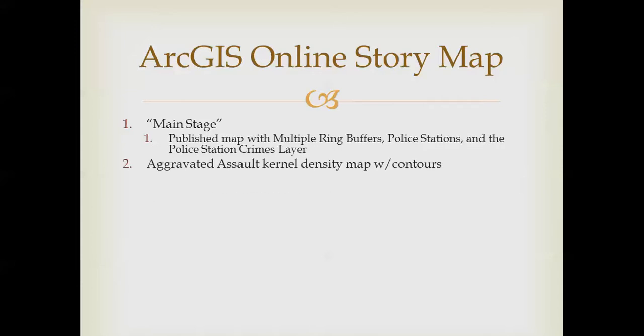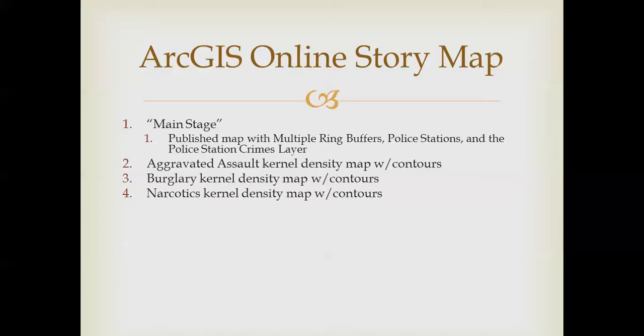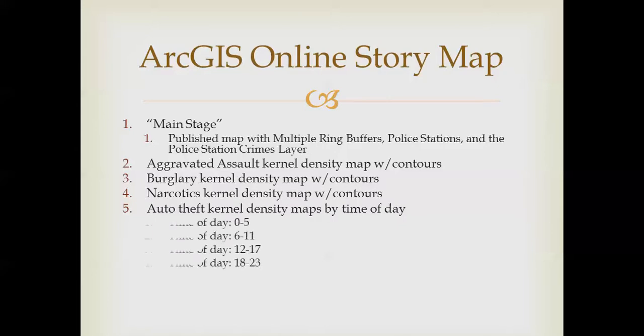After that, you're going to do a number of different pages of your kernel density maps. So you'll have a page that has aggravated assault kernel densities. You'll have a page that has burglary kernel densities. You'll have a page that has narcotics kernel densities. Then you're going to do 4 separate pages, each showing the different time of day maps for auto thefts. So you'll have one that's between midnight and 5 a.m., etc., and they're broken up there by hour.